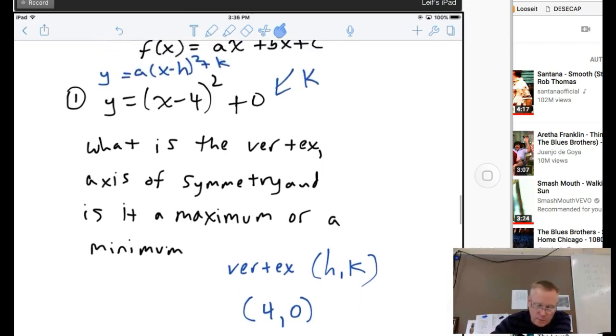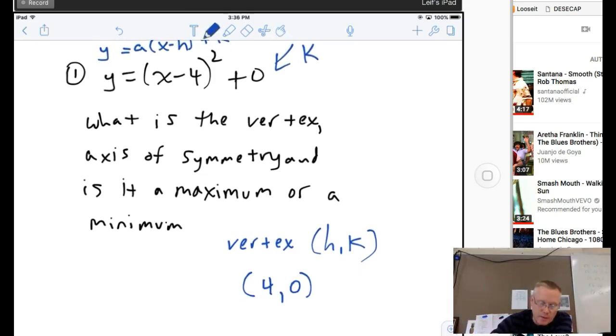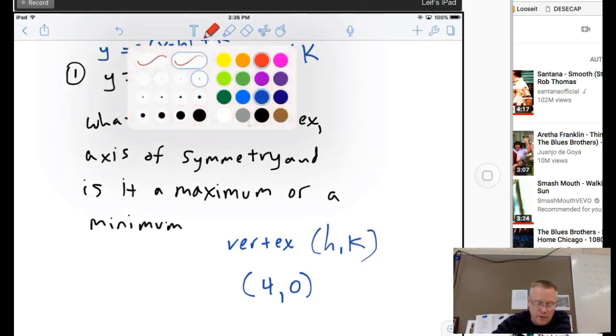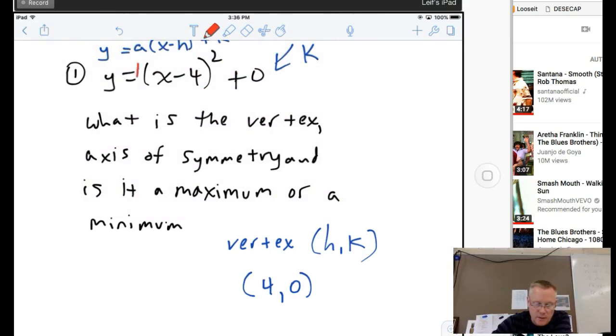Now, maximum and minimum has to do with whether it opens up or down. Does it open up or down? In this case, for A, there's nothing in front of the parentheses, which is where you'd find the A. So there's always an implied 1 there. I can put it right there. So A is 1, which is positive, which means that it's going to open up.